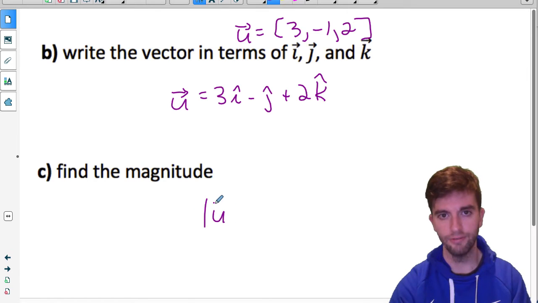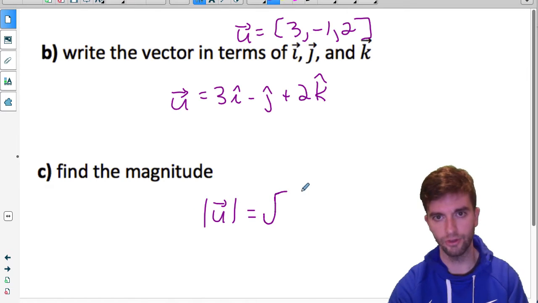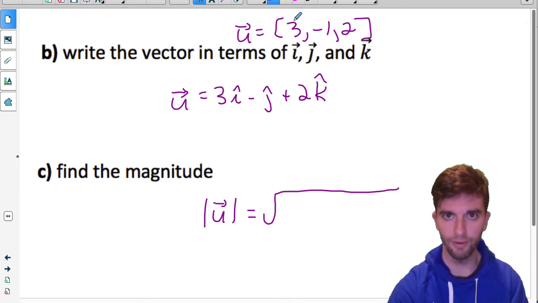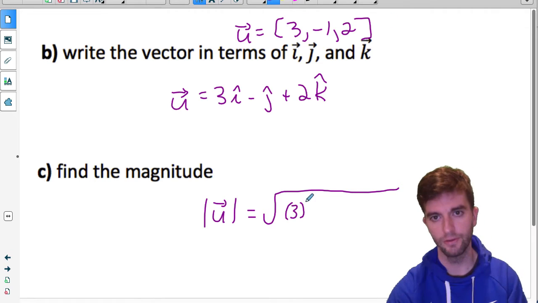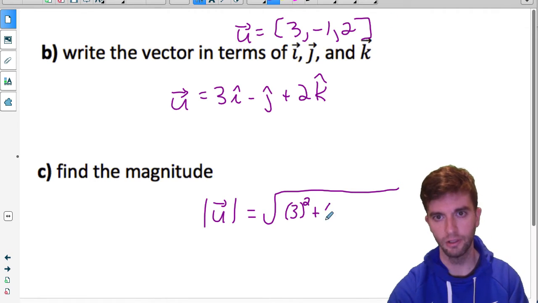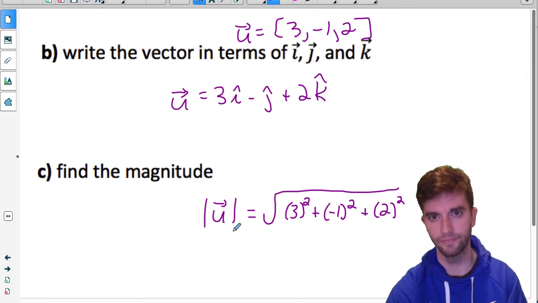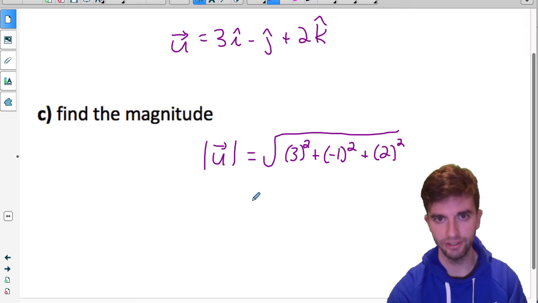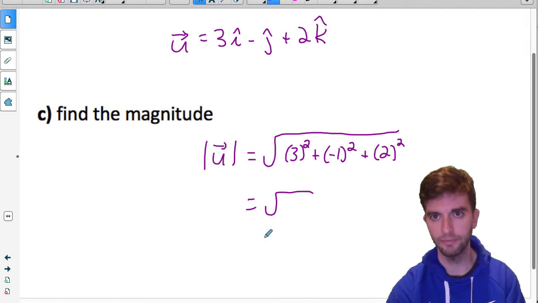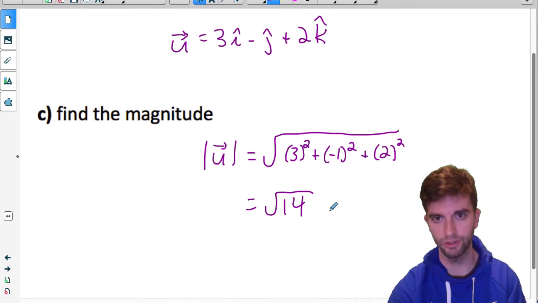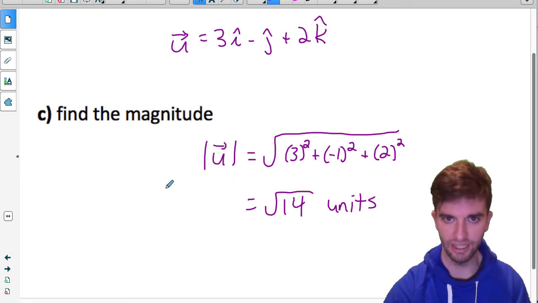The magnitude of vector u would just equal the square root of the sum of the squares of the x, y, and z components. The square root of 3 squared plus negative 1 squared plus 2 squared. And we can simplify this. Magnitude of u would equal the square root of 9 plus 1 is 10 plus 2 is 14. So it's equal to root 14 units. And we'll leave that in exact form.